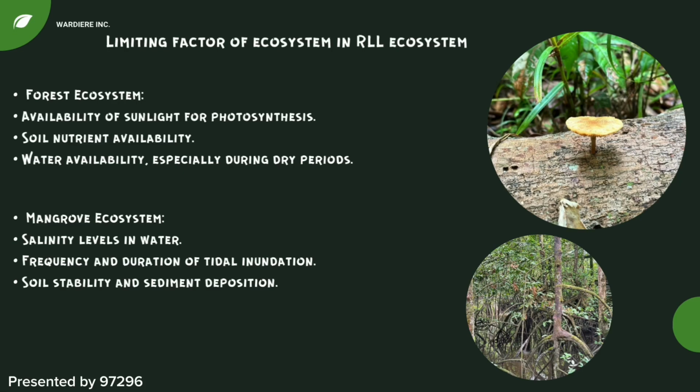In a mangrove ecosystem, limiting factors include salinity, tidal inundation, and soil stability. High salinity levels can limit the growth of certain plant species. Tidal inundation frequency and duration affect plant establishment and growth. Soil stability is crucial for mangrove trees, and factors like wave action can influence sediment deposition and stability.